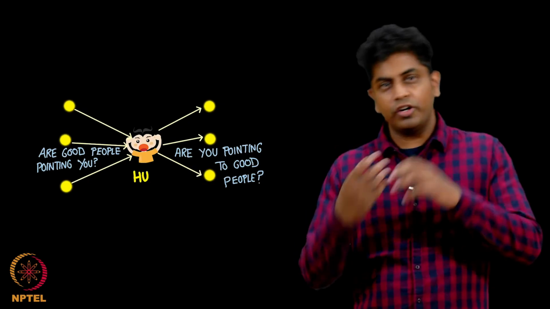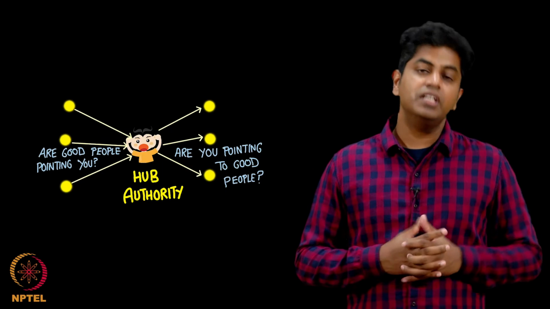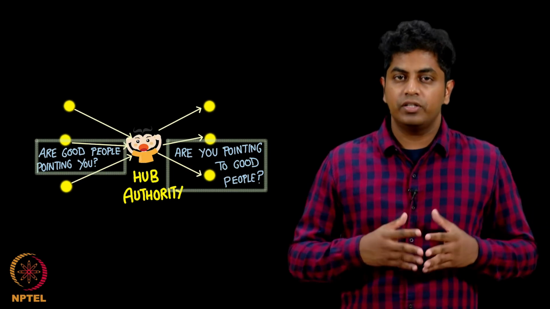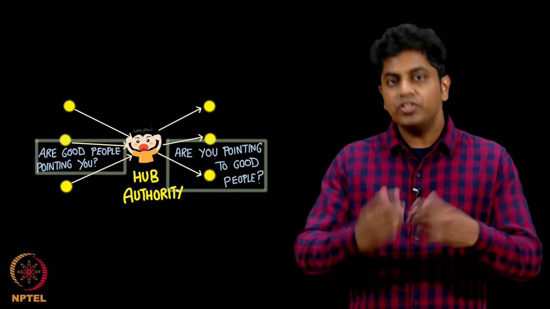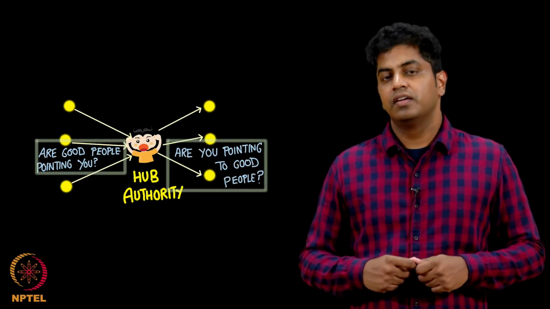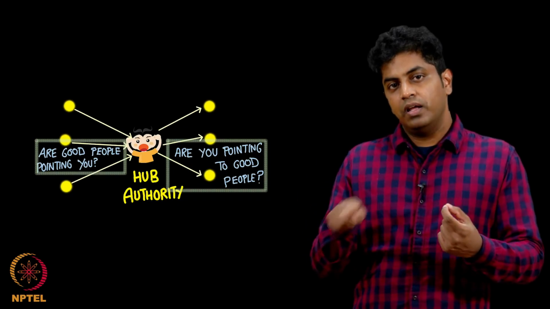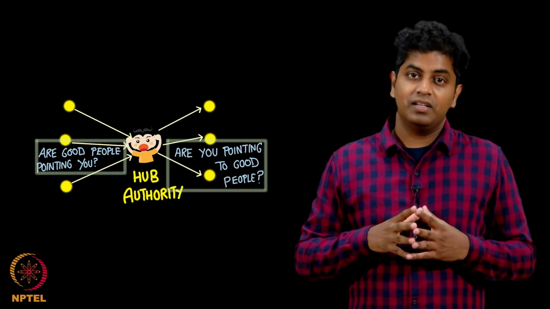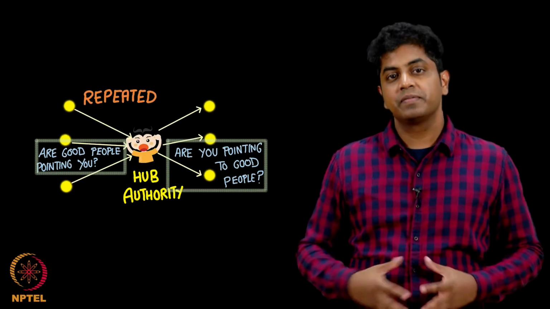So, as you saw, there is a hub score and an authority score for a node. There are 2 parameters that decide how important a node is. One is what it points to, the second one is who is pointing to it. As you can see, the definition itself is slightly recursive. A node is good if it is pointing to good people, and people are good if they are being pointed at by good people. And how do you achieve this? You achieve this by repeated improvement.